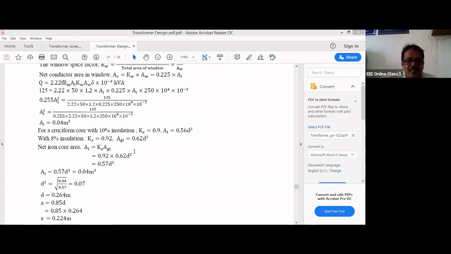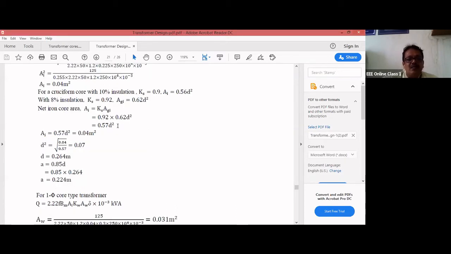So net iron core area AI is equal to Ks into AGI. So 0.92 into 0.62 D square. What we got here is 0.57 D square. So for 8% insulation, I got AI as 0.57 D square. For 10% insulation, AI is 0.56 D square. The only difference is 0.01, whether you go for 8% or 10%. In this width-wise, depth-wise calculation, there will be a minor difference, but this calculation you have to show.